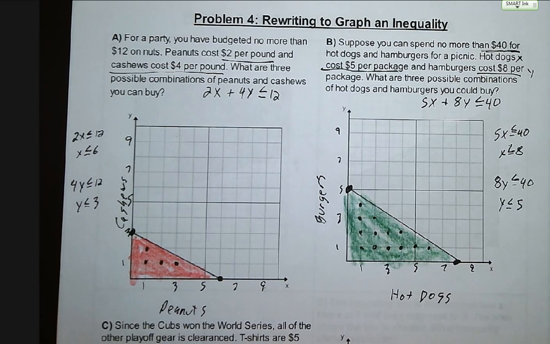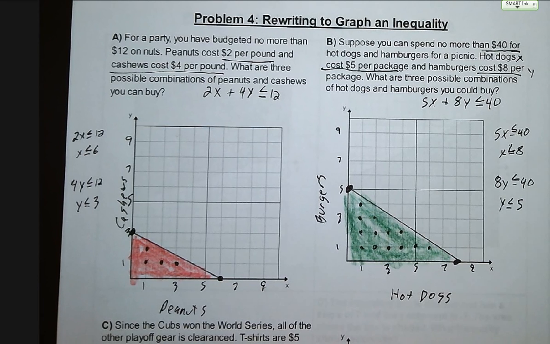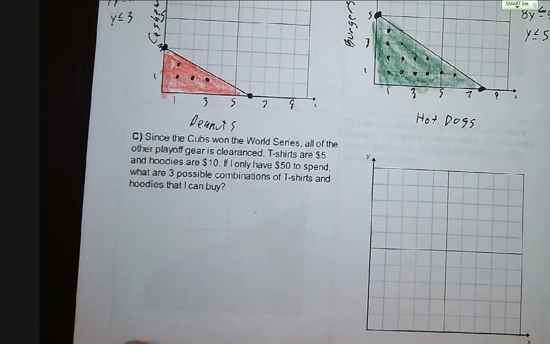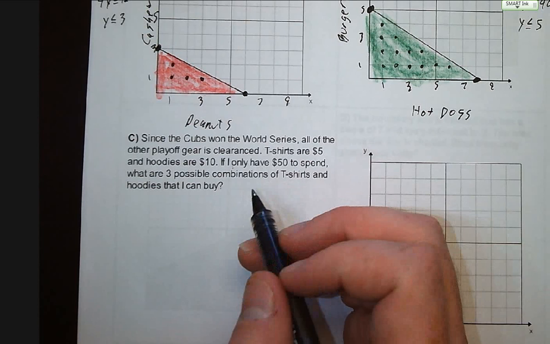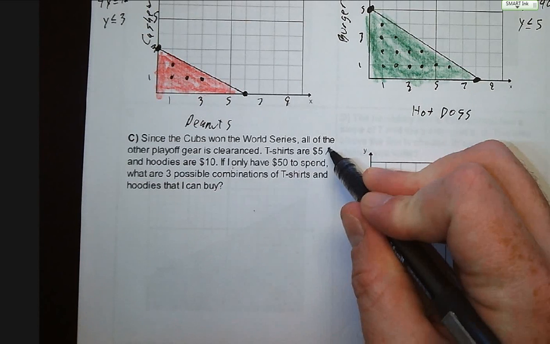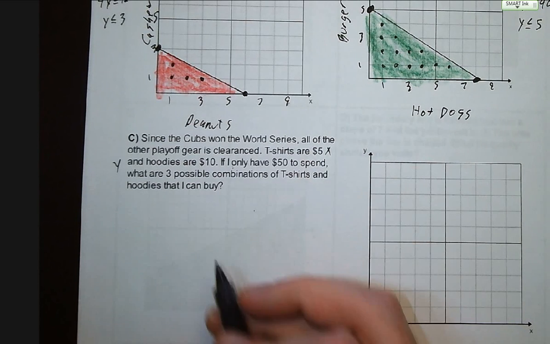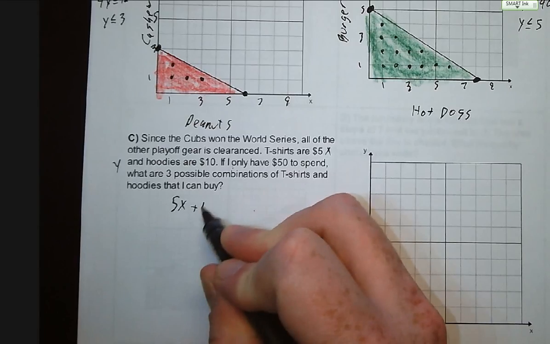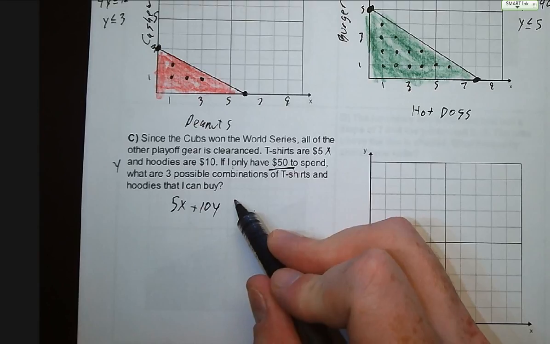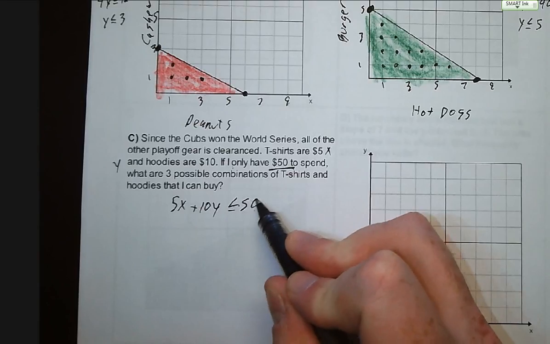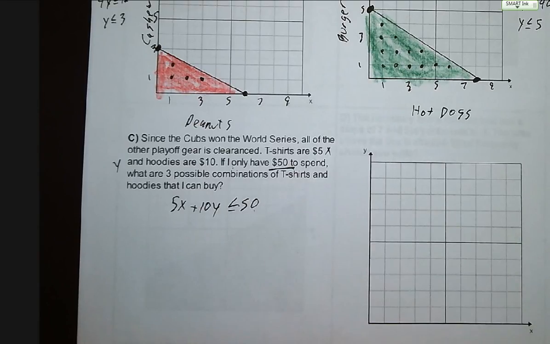Okay, last problem. Since the Cubs did not win the World Series this year, all of the other playoff gear is clearance at the stores. T-shirts are $5, hoodies are $10. So if T-shirts are x and hoodies are y, 5x plus 10y, and I only have $50 to spend. Definitely spent more than that on my World Series gear. Is less than or equal to 50.